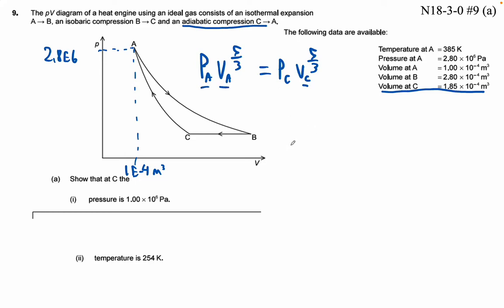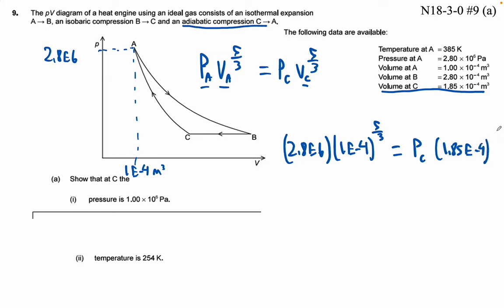Our pressure at A is 2.8 E6. That means 2.8 times 10 to the 6th, right? Volume at A is 1 E minus 4, and that's raised to the 5/3. Okay. And then that equals the pressure at C. And then the volume at C is 1.85 E minus 4, and we raise that to the 5/3. So to solve for this, we go this times this divided by this.